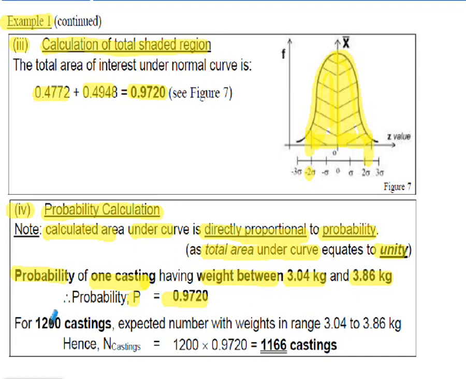So if we had 1200 castings in our batch, the expected number of castings with weights between the 3.04 and 3.86 kilogram range would be simply 1200 times the 0.9720. So that gives about 1166 castings would be expected to lie in that range.